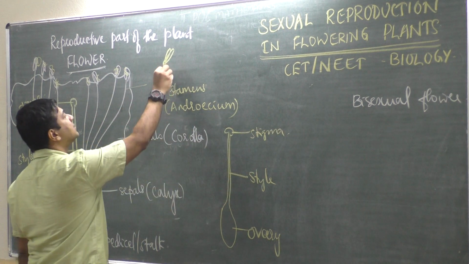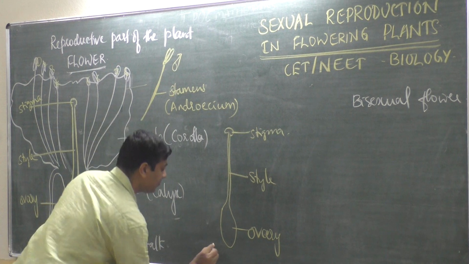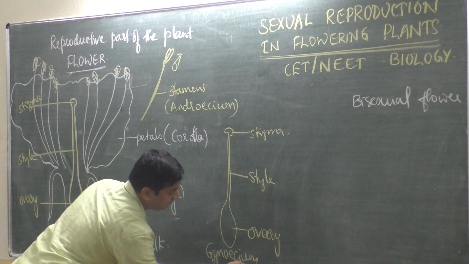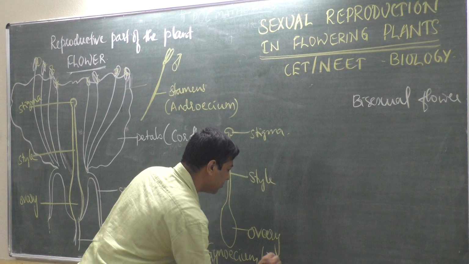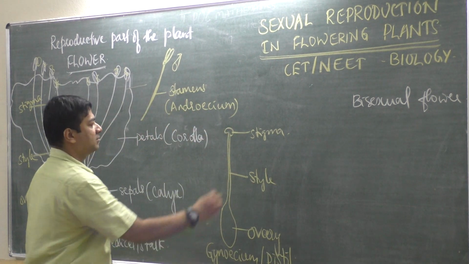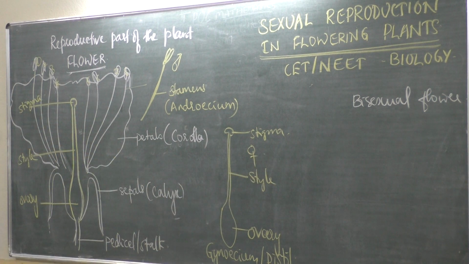So stamen is the male reproductive part. Then gynoecium, which is also called pistil sometimes. Pistil is the female reproductive part. You know this symbol. You have learnt it already in first year.